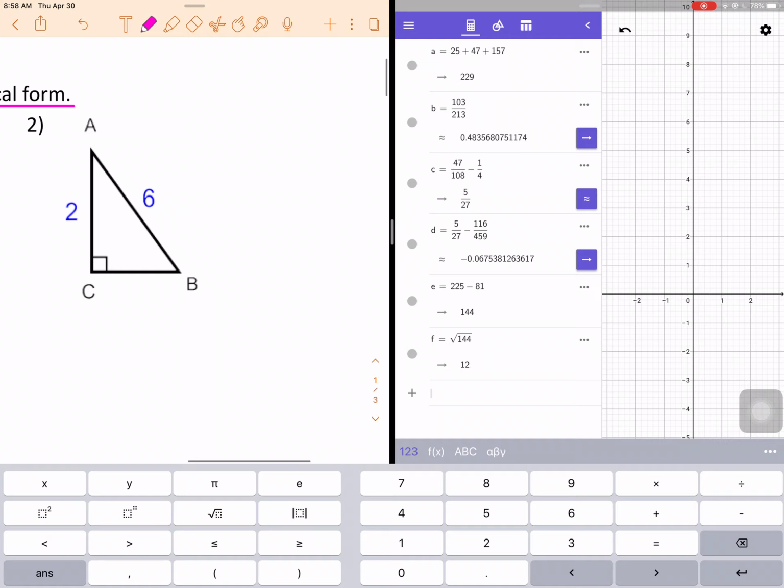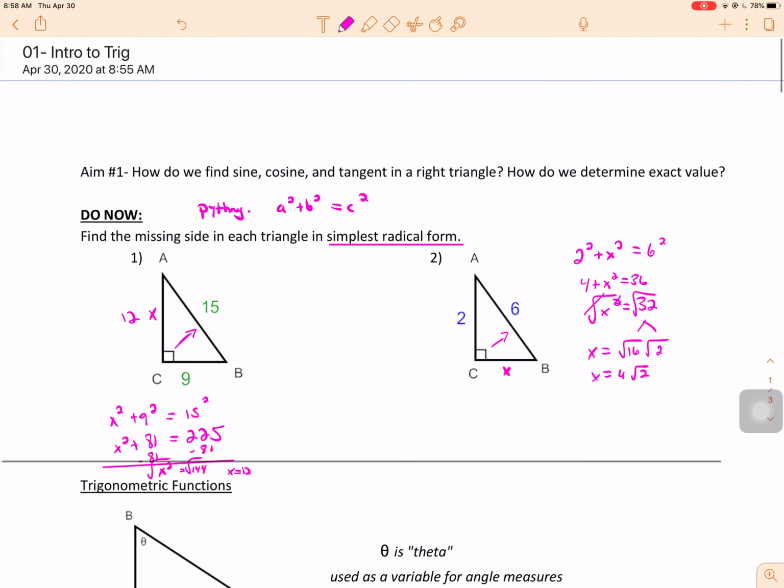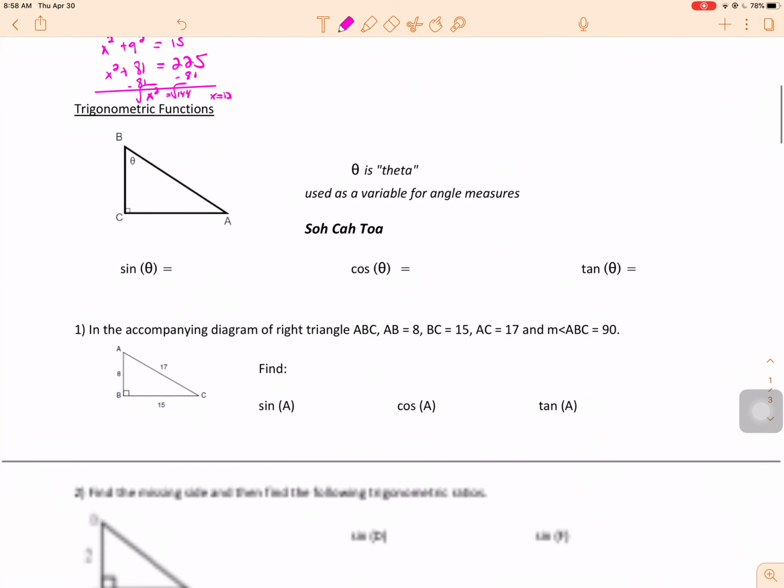Now here, let's put our x here. The hypotenuse is 6, so you get 2 squared plus x squared equals 6 squared. So 4 plus x squared equals 36. X squared equals 32. And now when you take the square root, 32 is not a perfect square. But you get x equals, what are the two numbers that go into 32 that's a perfect square? 16 and 2, 4 rad 2. Okay, so just a reminder of how we do Pythagorean theorem and how we simplify radicals, both things we've done this year. So now we're going to look at trig functions.